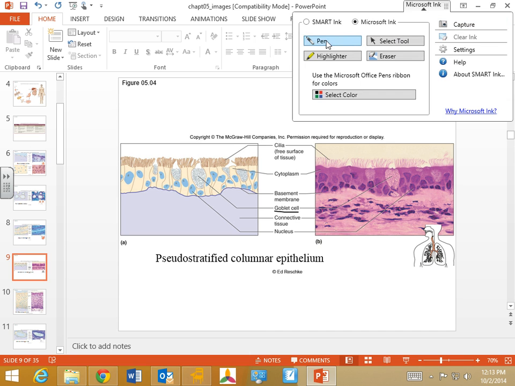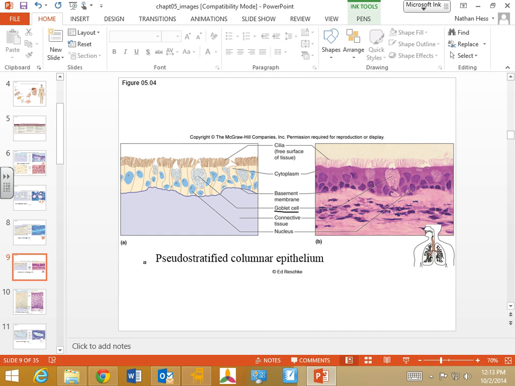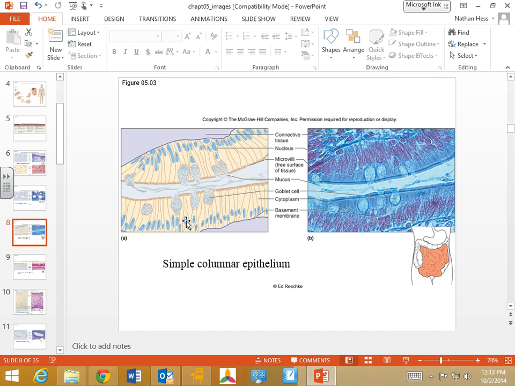Okay. So pseudostratified, pseudo meaning false. Stratified means more than one, more layers, on top of each other. They make lines. So pseudostratified means it looks like it's more than one layer, but actually it's only one. You can see how these nuclei kind of go up and then down, instead of the nice, pretty row for simple columnar.